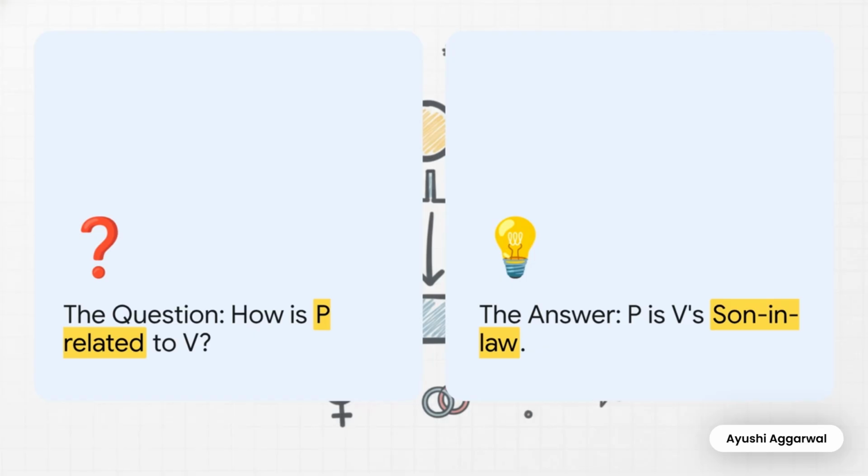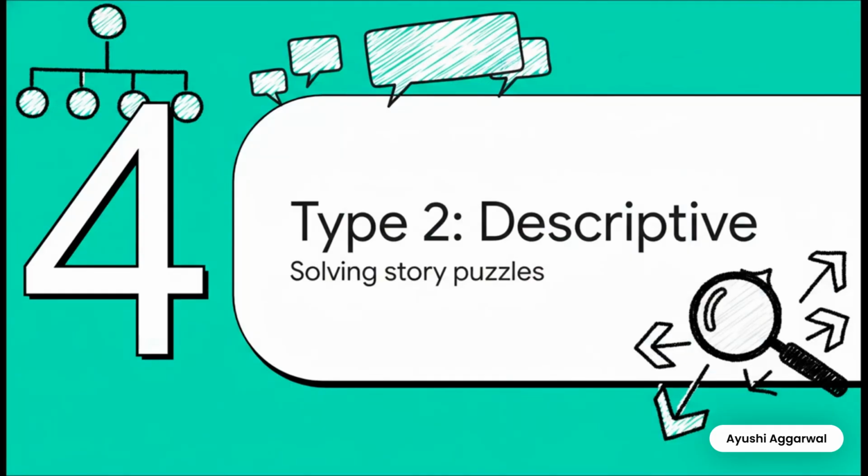Now the final piece of the puzzle is that T is the daughter of V, so let's trace the connection. P is married to T, and T is the daughter of V. What is the relationship between a man and his wife's parent? He's the son-in-law, so P is the son-in-law of V. See how a super complex code becomes a very simple answer once you have the family tree? Excellent work! Let's move on to the second type now.